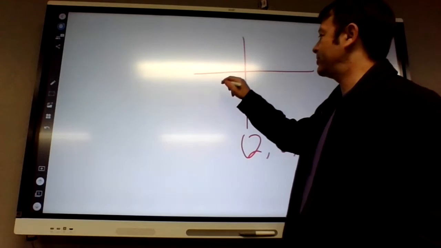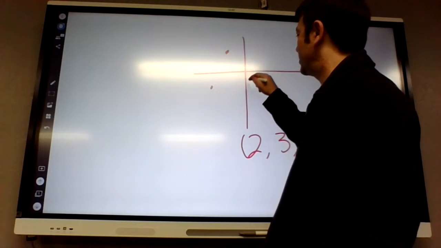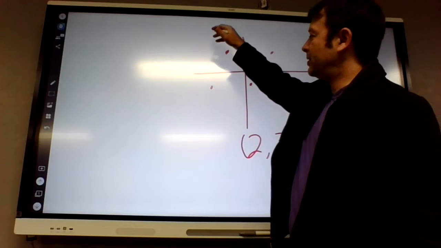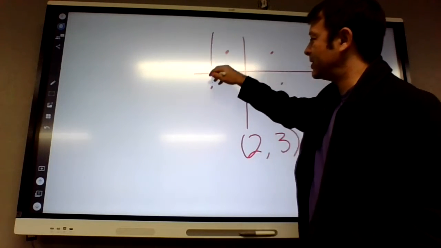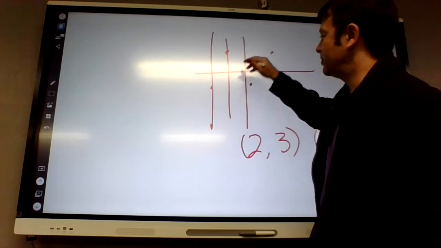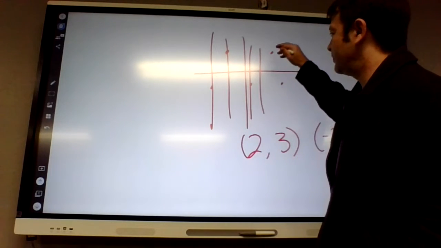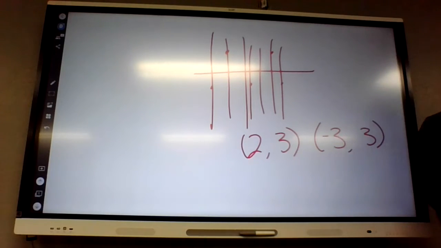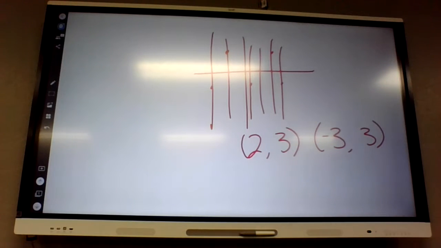How can you tell whether a graph is a function or not? Okay, if it passes the vertical line test. If you can draw a vertical line everywhere and it only hits once, then yes, it is a function. So yes, this is a function.